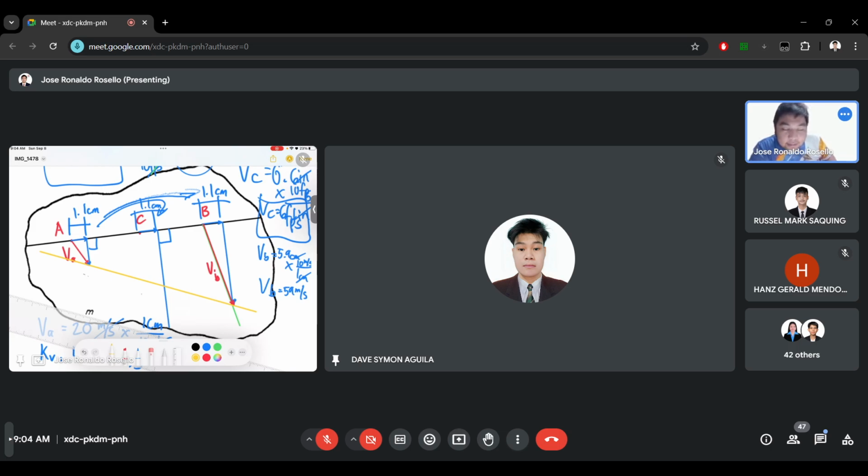And we can see that this proportionality line intersected with the perpendicular component of vector VC. Meaning this intersection will be the arrowhead of velocity C.